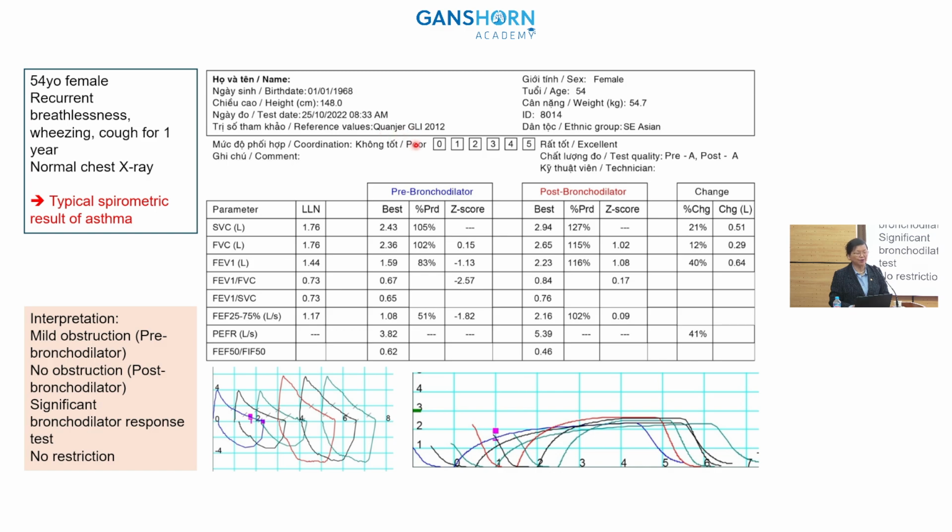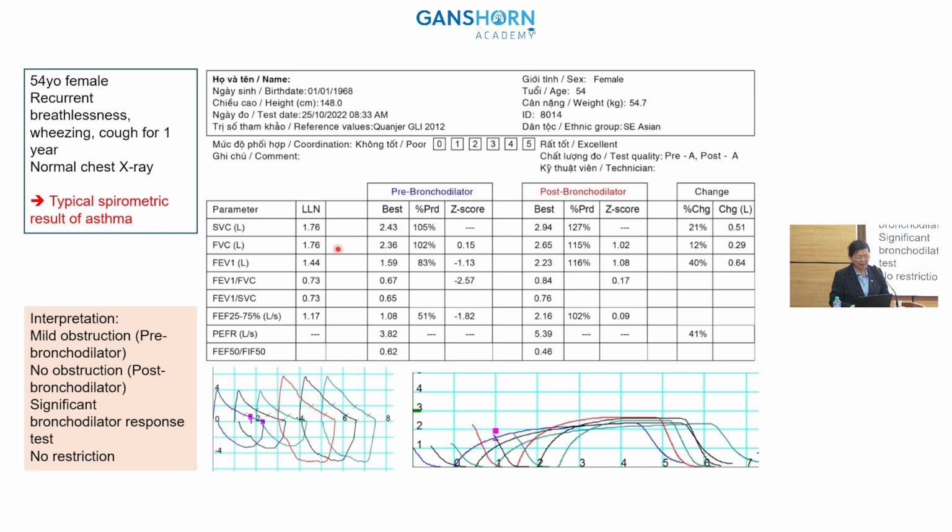So please remember, use GLI Global 2012, and for the ethnic group, we choose Southeast Asian. They also give the classification: the pre-test is A, the post-test is A, which means the quality is excellent. You can check it right on the curve, or you just look at it. And we have the pre-bronchodilator test and post-bronchodilator test and the change.